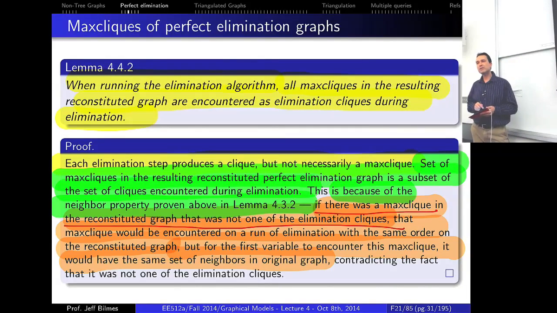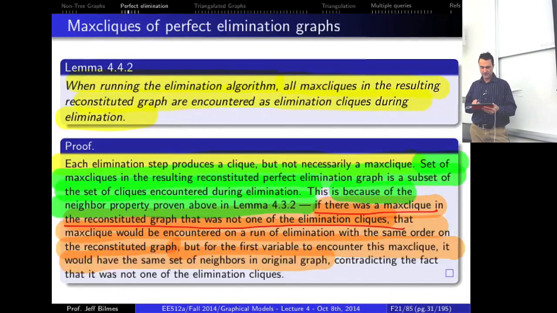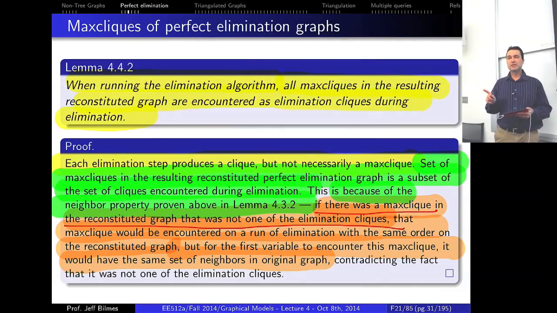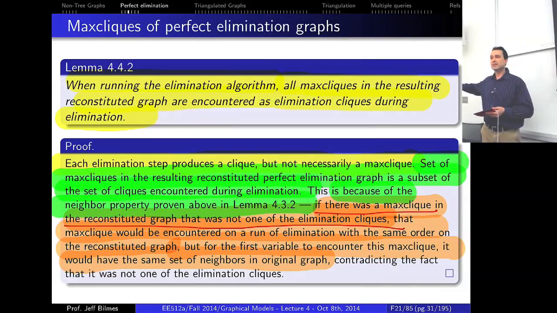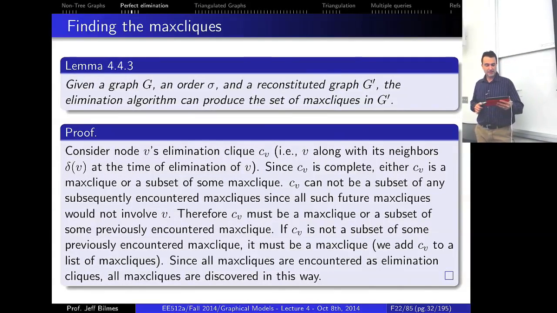Okay, so that's good. Now, how do we then identify? I think this is the next theorem. No, this is not the next theorem. But one of the things we'd want to do is, okay, so we've got this list of cliques from the elimination process. That doesn't actually give us the max cliques, right? It gives us a superset of the max cliques. So one of the things we want to be able to do is identify the set of max cliques.